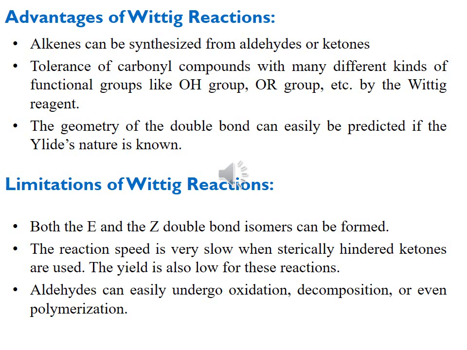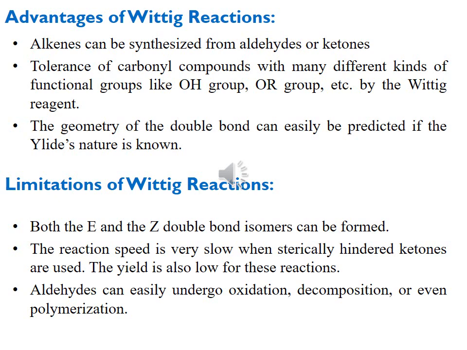The geometry of the double bond can easily be predicted by the halide nature. As we have discussed, if we are using a stabilized ylide, then we get the E product, and if we are using an unstabilized ylide, then we get the Z product, the Z alkene.